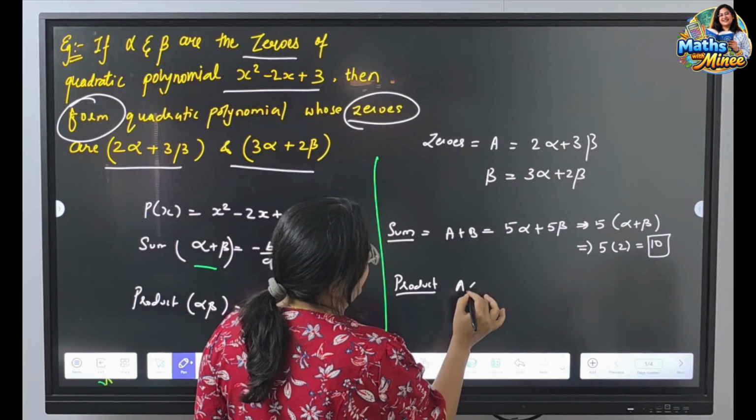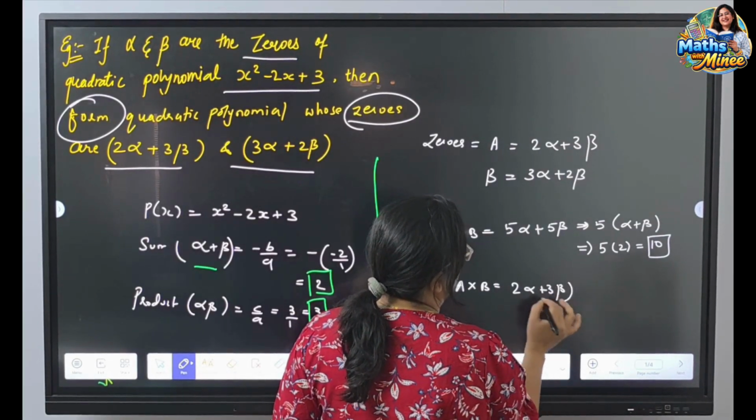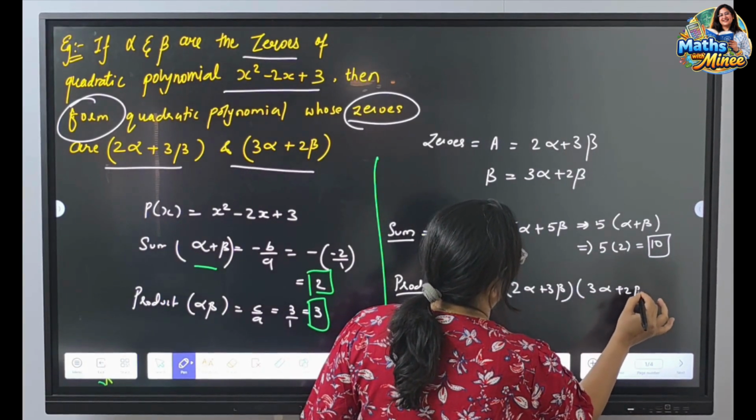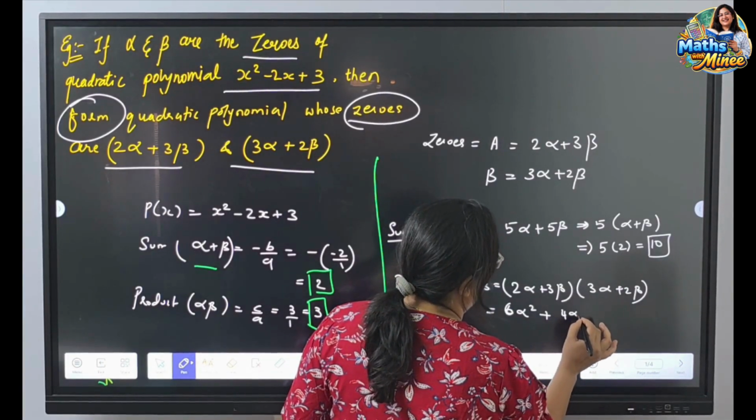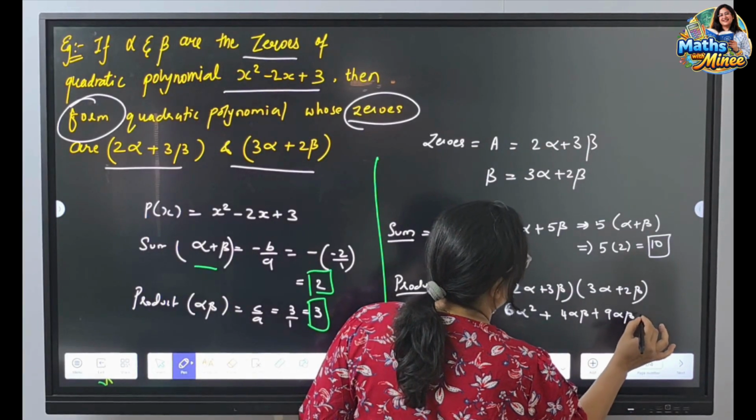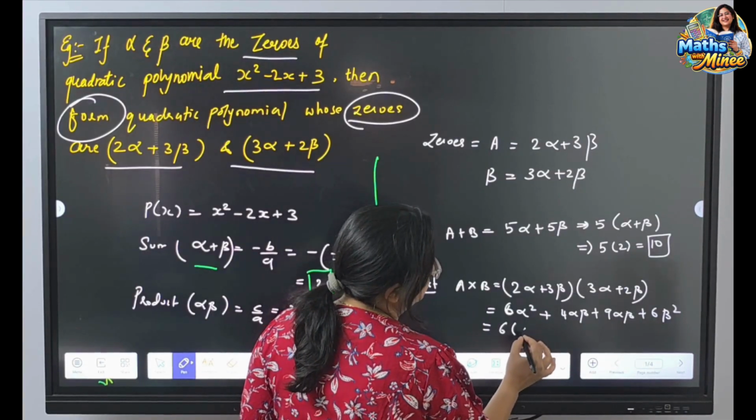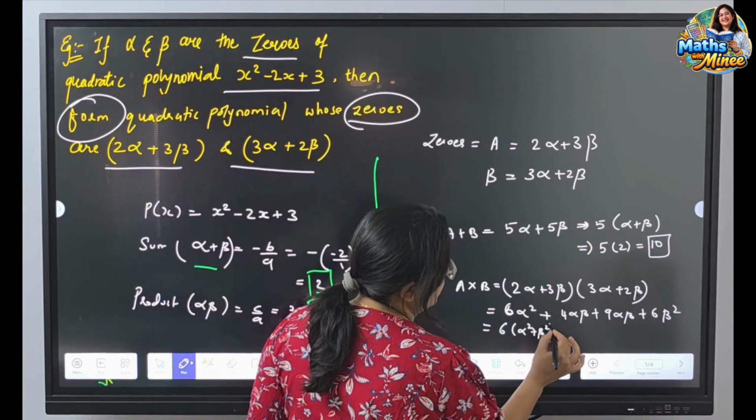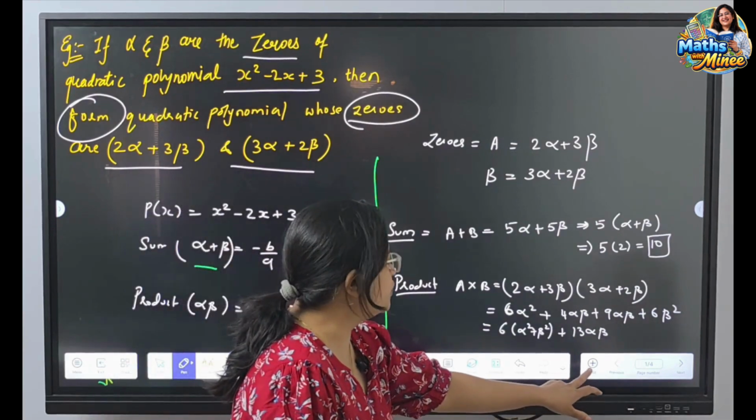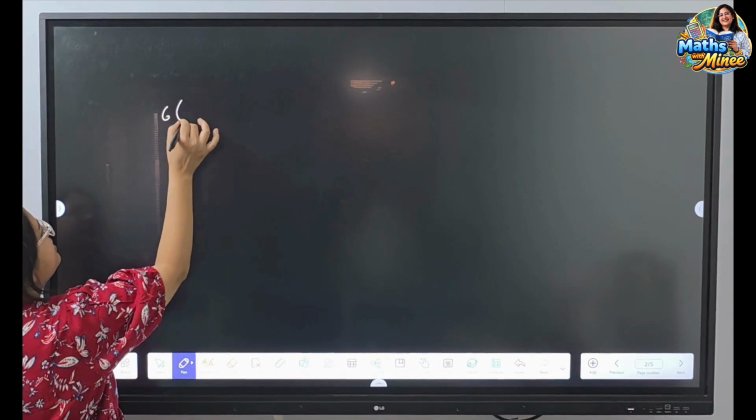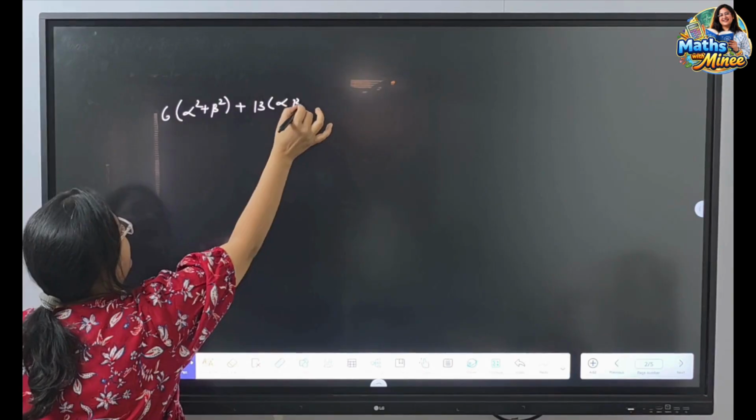Okay. Second thing, we will find the product. Now to get the product, a times b, if you multiply 2 alpha plus 3 beta by 3 alpha plus 2 beta, we get 6 alpha square plus 4 alpha beta plus 9 alpha beta plus 6 beta square, which you can again simplify like 6 times alpha square plus beta square plus 13 alpha beta.